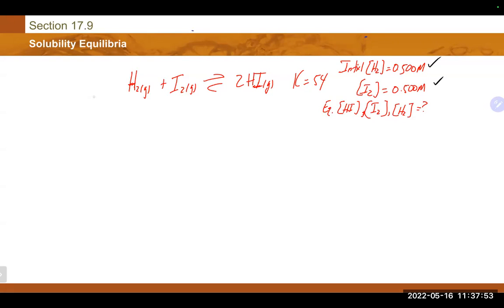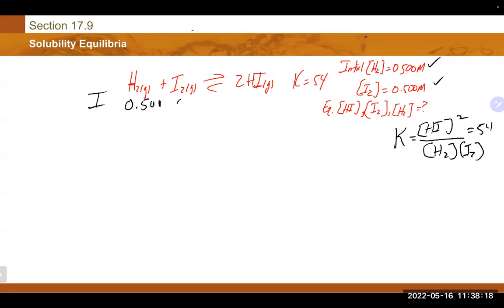So in this case, we would do our ice table, and we would also do our equilibrium expression, which is HI squared over H2 and I2, and that would equal 54. I think we saw this one on an earlier example. Now, in this case, unlike the other ones, we actually do have initial concentrations. So on the initial line, we would go with 0.5 on each of those guys. Again, they are gases, so they're included. And we would still go with 0 over there on our product side. So that's a little bit of the difference there.